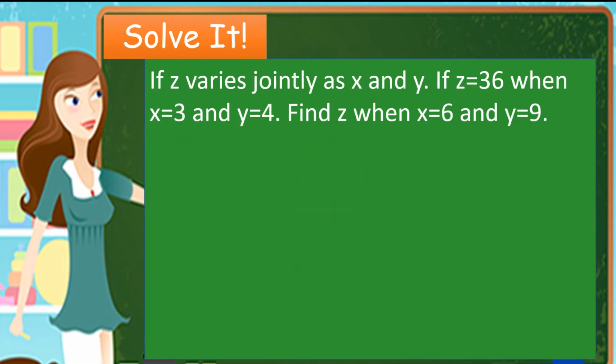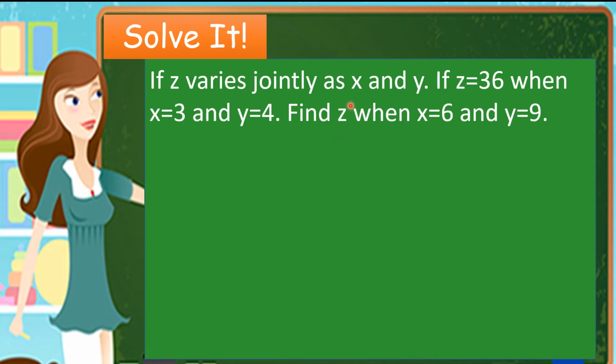Okay. So, next, let us solve this problem. If z varies jointly as x and y, if z is equal to 36 when x is 3 and y is 4, find z when x is equal to 6 and y is equal to 9. So, kung mapapansin natin, dalawang set ito. Isang set na kompleto ang value ng variables, ang nawawala ay k, at ang isang set naman ay ang nawawala ay yung z.